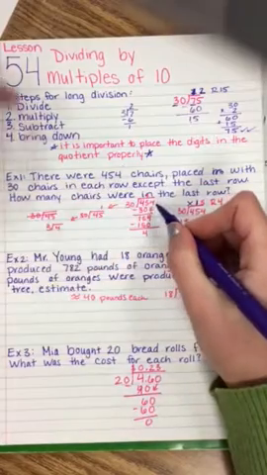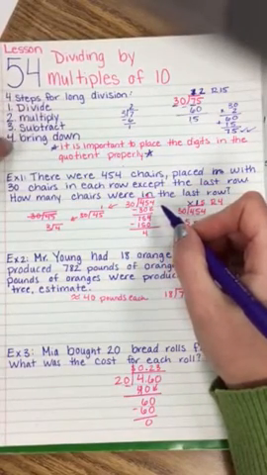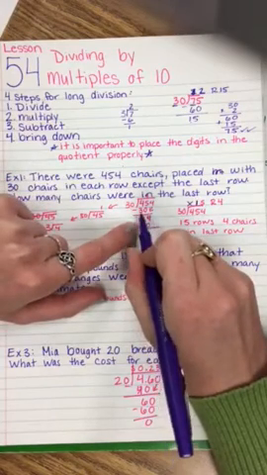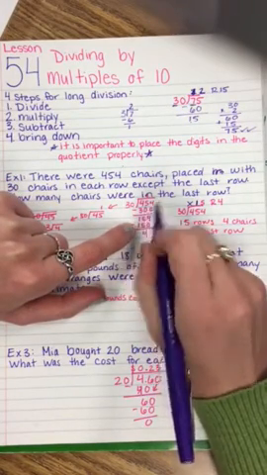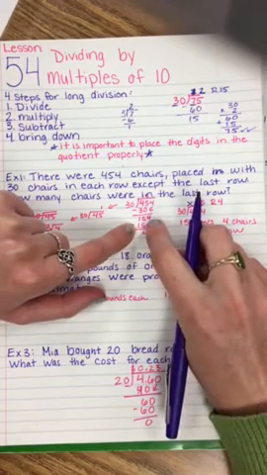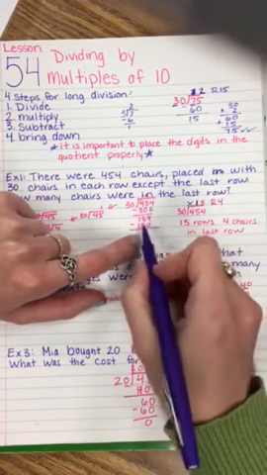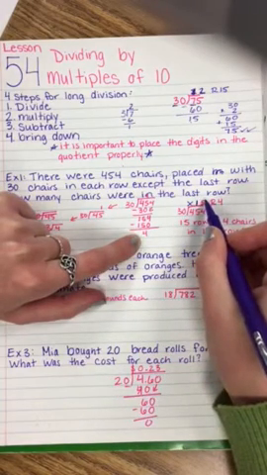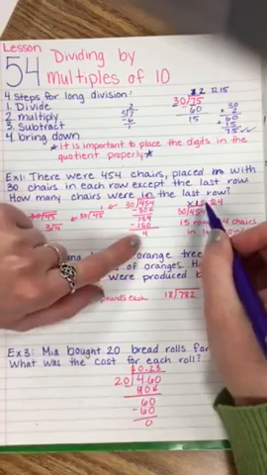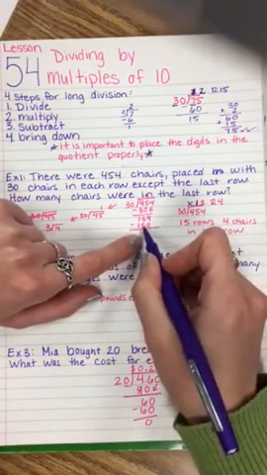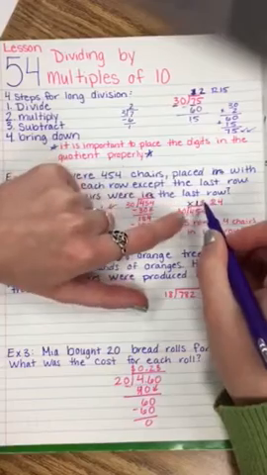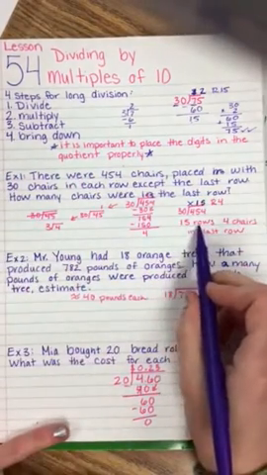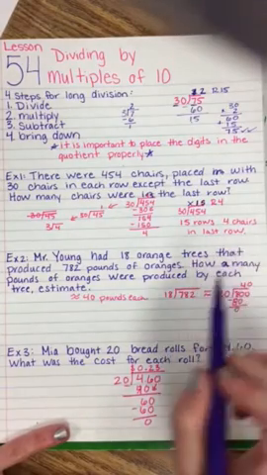Then you bring down, okay? Divide, multiply, subtract, bring down. Bring down the 4 to make that 15, 154. 30 can go into 154 4 times, okay? And then you're going to take away 150, and your answer is, it can go into it 5 times. I'm sorry. 5 times. So you put that up here. 15 with a remainder of 4. So 15 rows with 4 chairs in the last row.